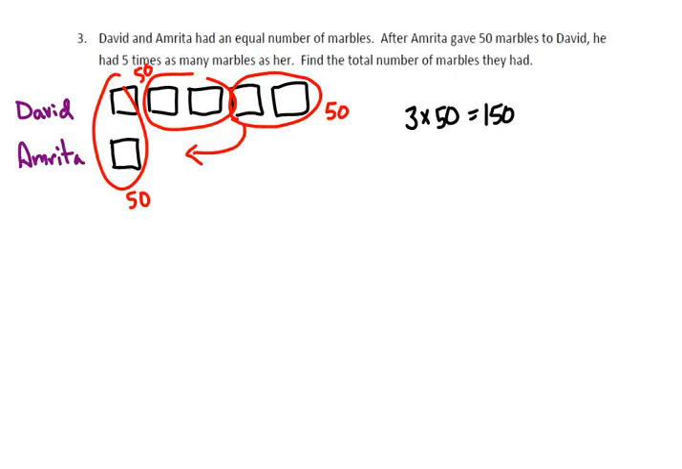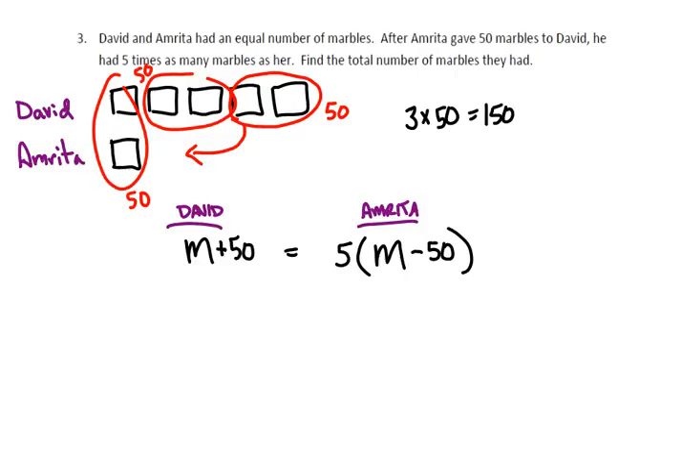Once again, to set it up algebraically, if the 2 start off with the same number of marbles, and we call that M, and then Amrita gives away 50 marbles to David, so we subtract 50 from her and add 50 to David. At this point, David has 5 times as many as Amrita. Again, we don't multiply David's by 5. David already has more. How many more? He has 5 times what Amrita has. So we multiply Amrita's by 5, and now we have an equation.